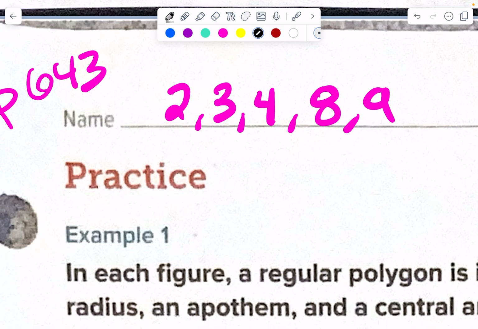Oh, when they're asking for central angle, they just want 36. That's it. So you're done, because this one, you're just naming each thing. Is this enough work to show? Yeah, that's fine. And you have to name all the other ones: center, radius, apothem, central angle, and then find the measure of the central angle. Okay?